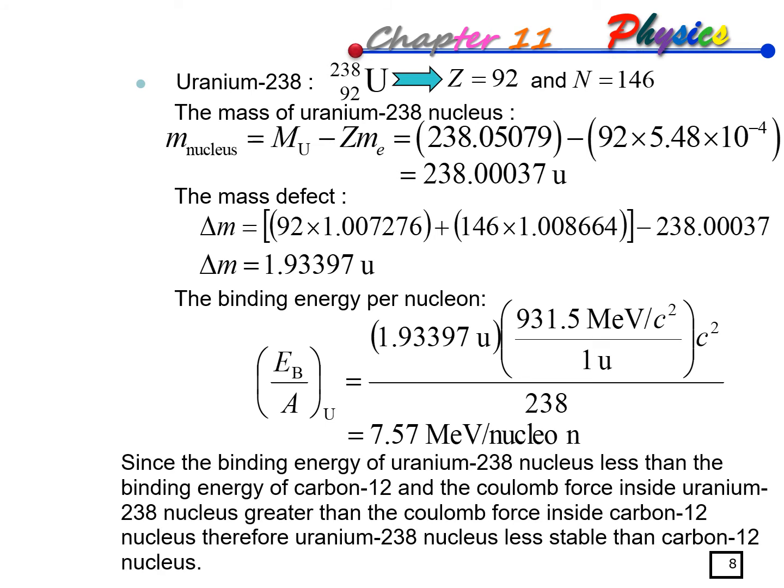Since the binding energy per nucleon of uranium 238 is less than the binding energy of carbon 12, and the Coulomb force inside uranium is greater than the Coulomb force of carbon 12, therefore the uranium 238 nucleus will be less stable compared to a carbon 12 nucleus.